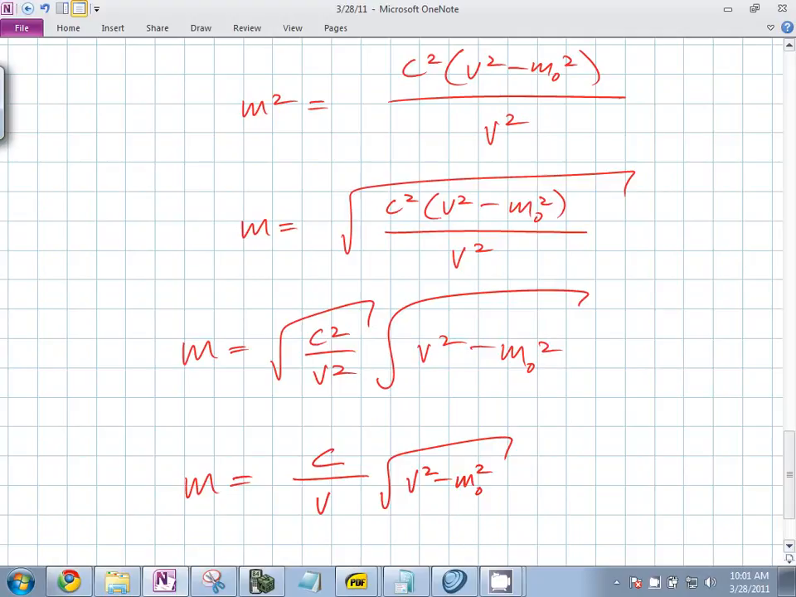Wait, is it positive or negative? Which, where? Front here? That's a good question. I added in the square root sign. So you want to know right here, could this be positive or negative? What do you think? It's going to be positive. Why? Yeah, we're dealing with positive mass. There's no negative mass. No such thing as negative mass. Always remember.